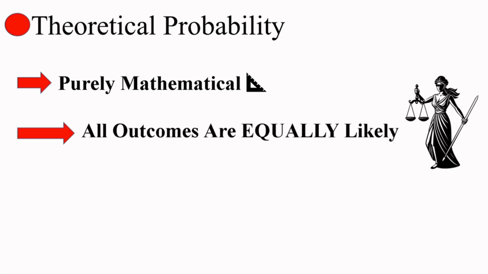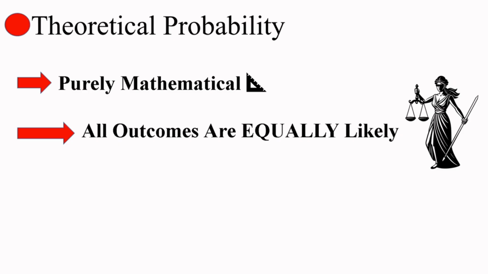The first topic that we have in this chapter is theoretical probability. What type of probability is called theoretical? The first thing that you need to know about this type of probability is it is 100% based on mathematics. It means we are going to use logic and reasoning for calculating this type of probability. The second thing that you need to know is all outcomes are equally likely. What does it mean all outcomes are equally likely?